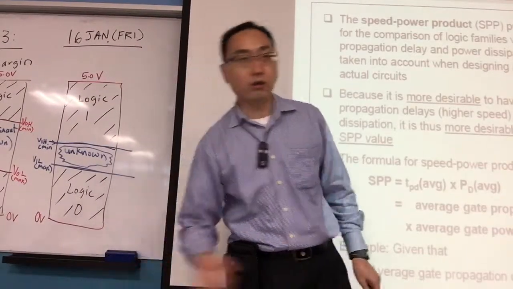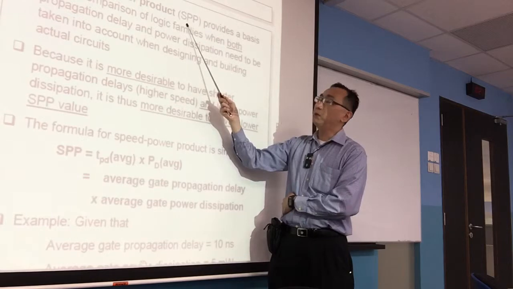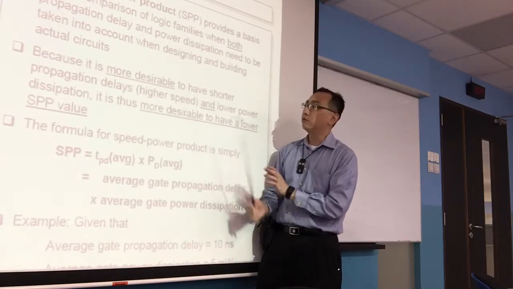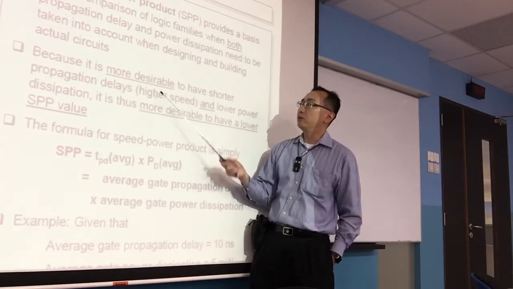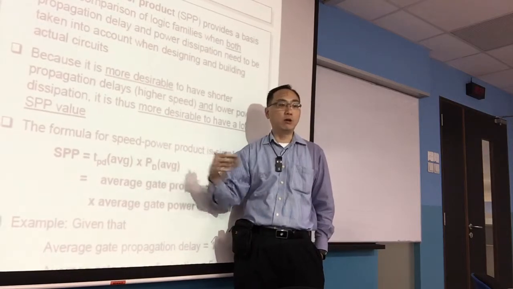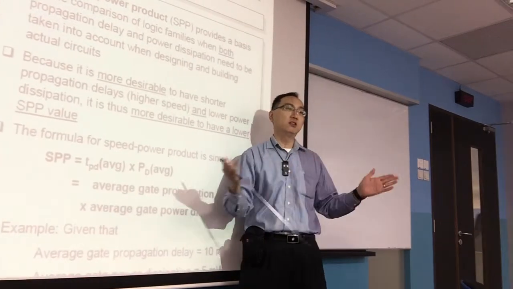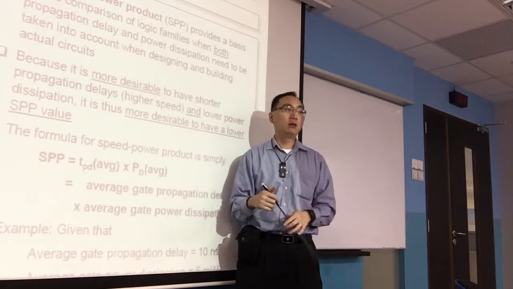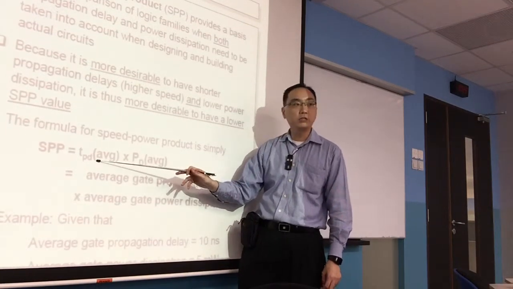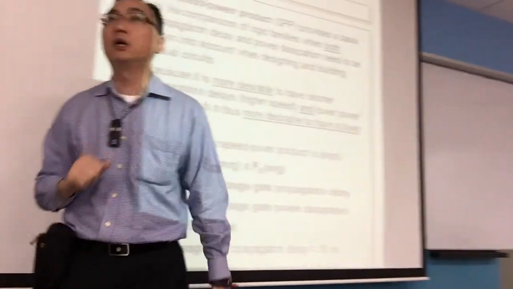Then we talked last Friday about SPP, speed power product. This is in your lecture notes. Again, it is desirable to have a very small SPP. The smaller the better. Just think about your handphone: you want your power consumption to be as low as possible so that your battery can last the whole day and your standby time can last a long time. SPP is the average propagation delay times the average power. The smaller, the better. Just take note.